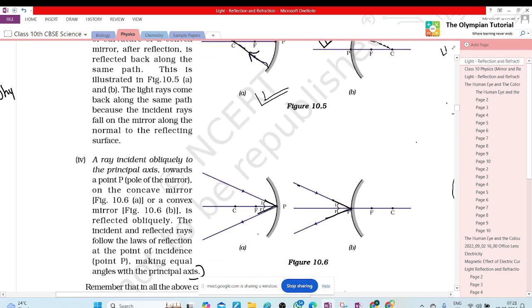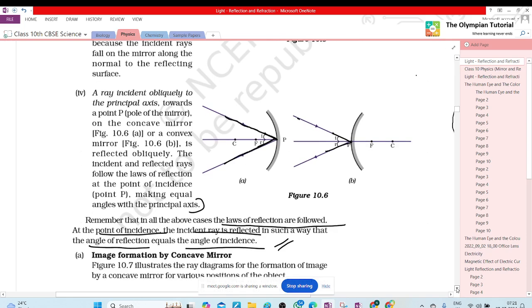And in this case, it will go obliquely. Obliquely means going like this and will go like this, obliquely in the same pattern as the mirror image. It will happen when the ray is going towards the pole.